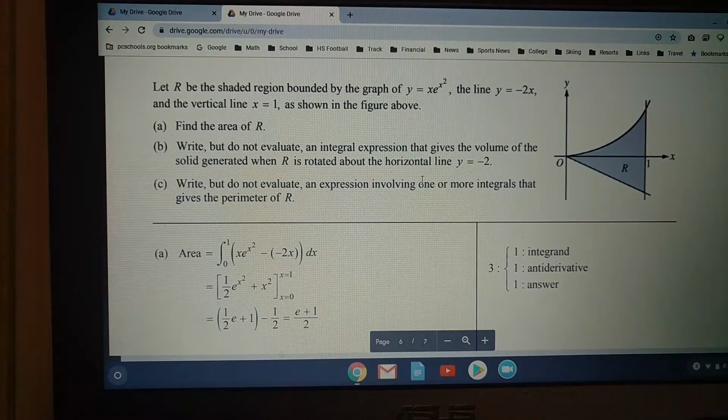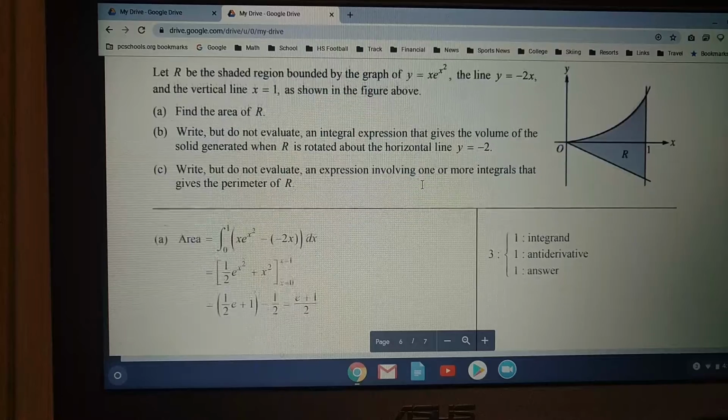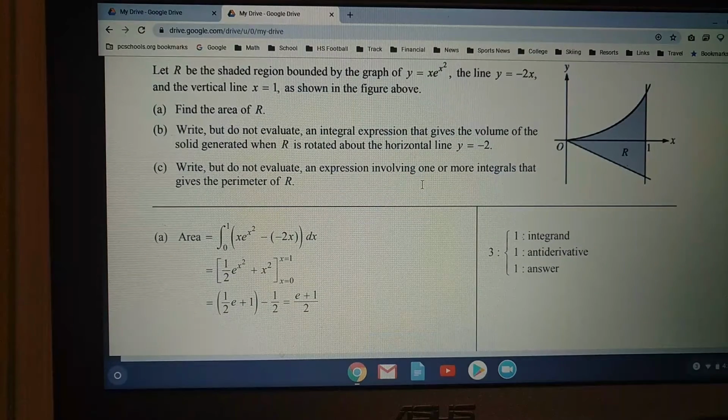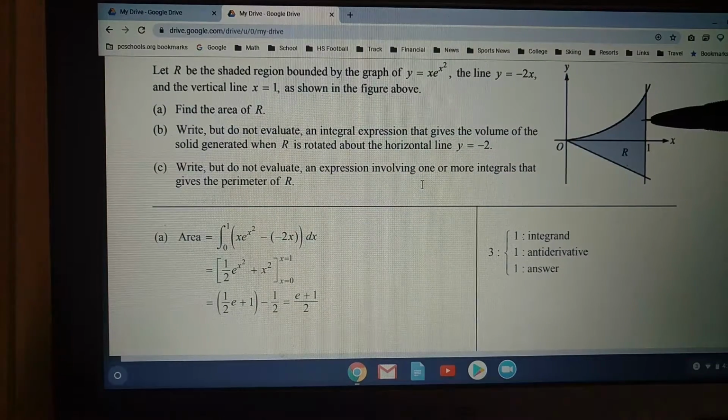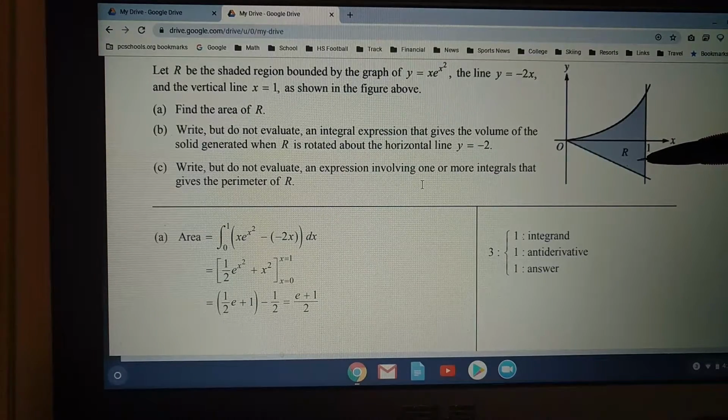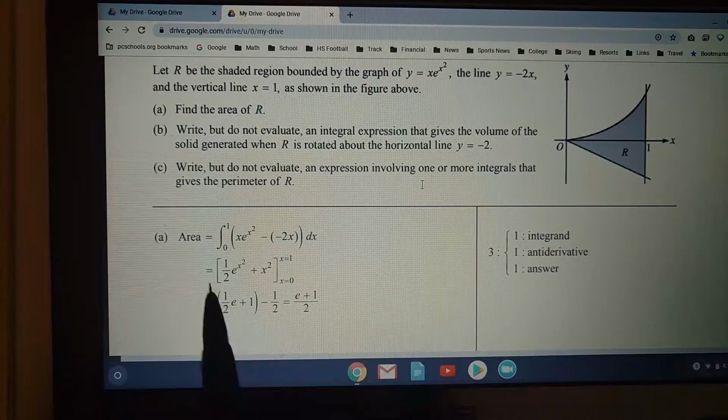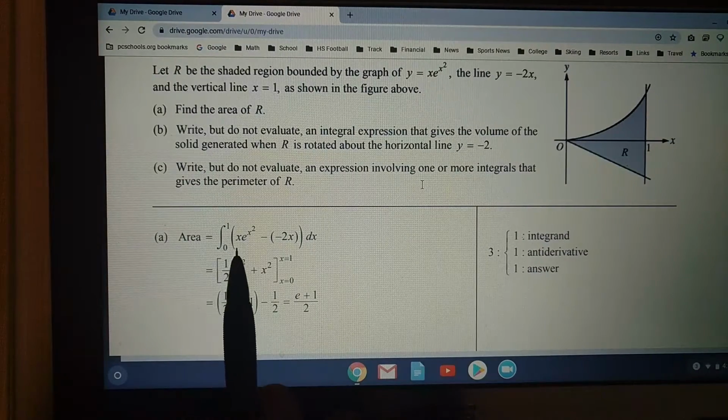So question 5 is the one that's going to be part AB and part BC. First off, for part A, we want to find the area of this region that we have defined here. Probably the easiest way to think of this is you're finding the area of the region above the x-axis and below the x-axis. So your expression would work here.